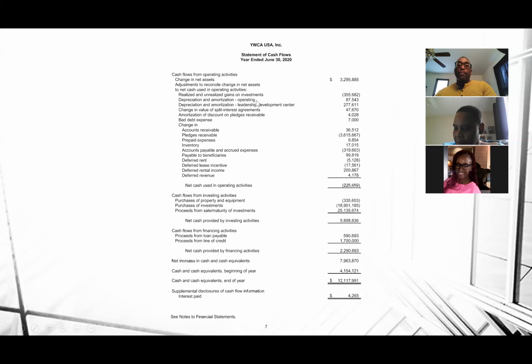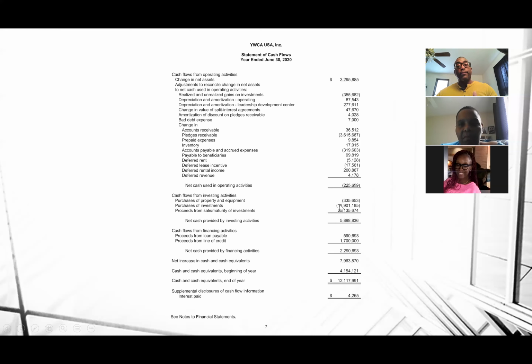And then here's the cash flow statement from the YWCA. As you can tell, they generated almost $8 million of cash during 2020. Here's the operation: you begin with the profit and loss for the year, then these are the changes in operations, and this is the investment activity. So they had investments that matured of 25 million, and they reinvested 19 million back into other investments, which is what generates their investment income.